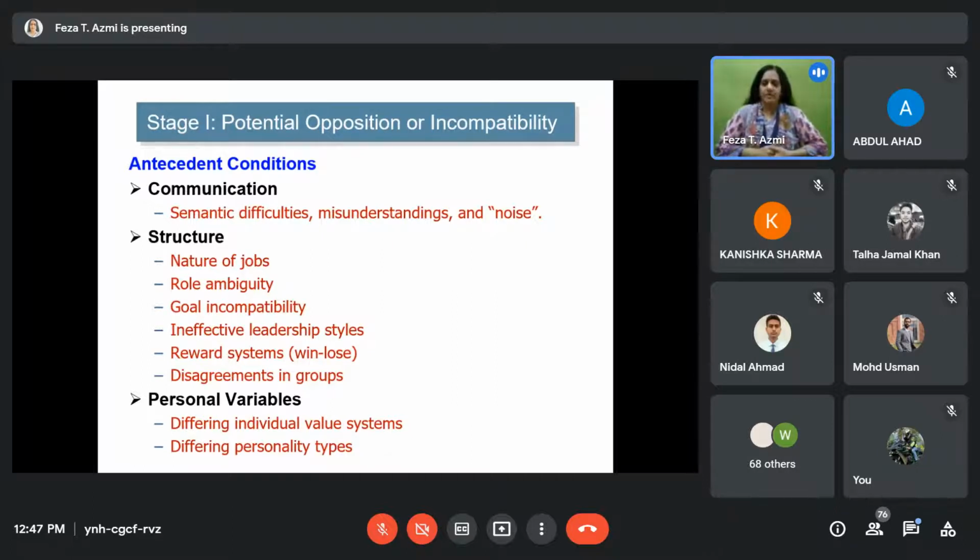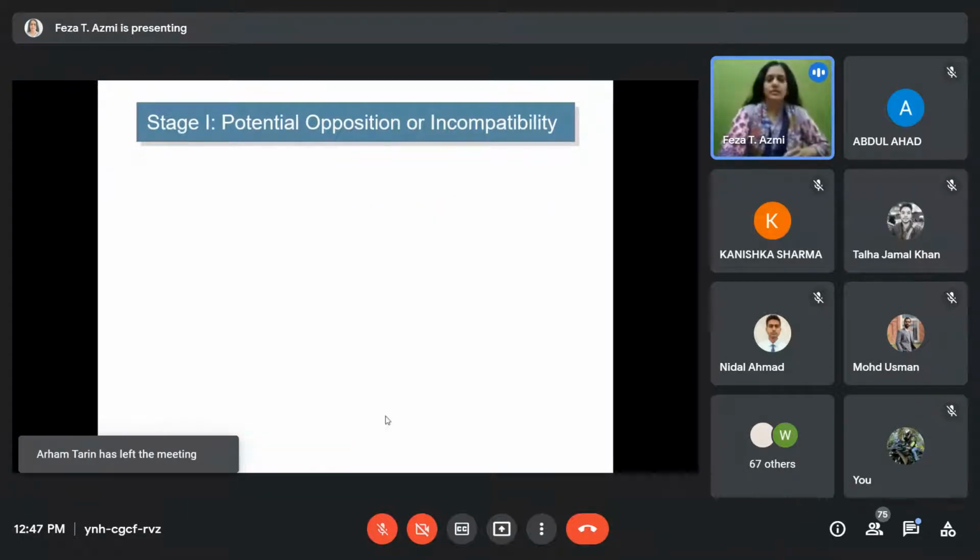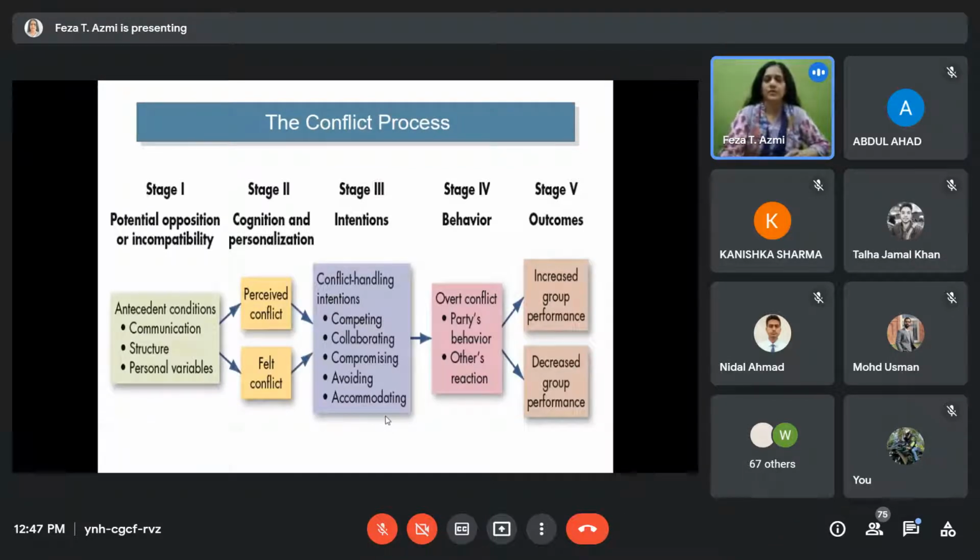And then personal variables. Personal variables are personality, orientation, and the way you think. Some people get into more conflicts; some people do not. Some people are always at argument, some not so much. So the nature of the person, personality type, your way of working and thinking, could also impact whether you get into conflicts sooner or faster than others. So these are antecedent conditions, okay? The factors that lead to conflict.